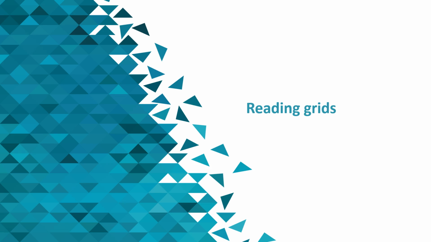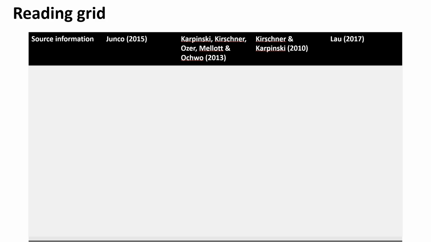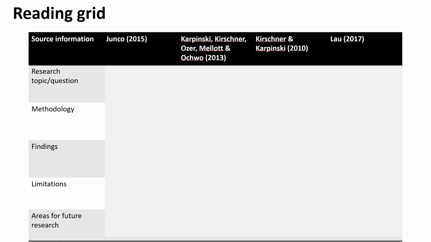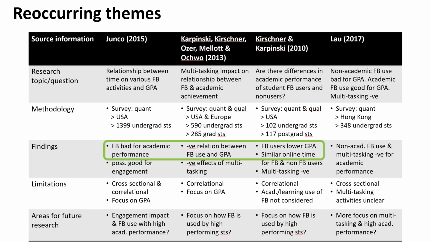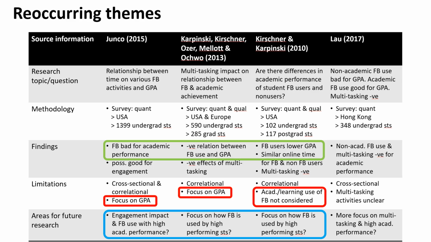When you're preparing to write a literature review, reading grids can help you organize content from your readings. Put the source information along the top, the specific parts of each reading on the side, and write your notes as you read. Once you've organized your content, reoccurring themes are more visible. For example, in the findings row, one reoccurring theme is the negative relationship between Facebook use and grade point average. And here are 2 other themes.